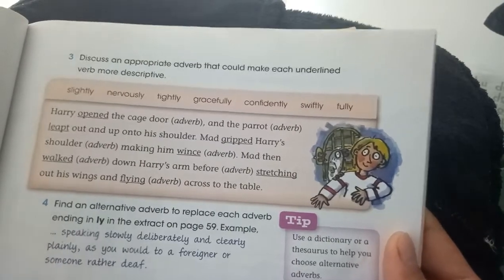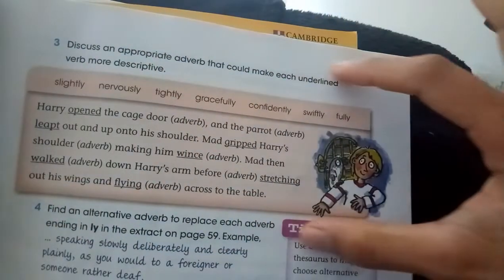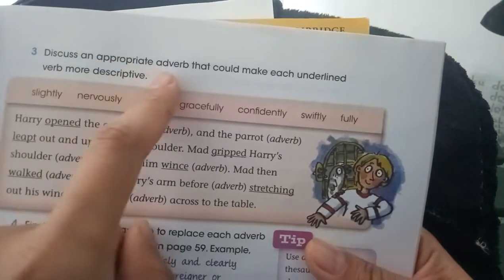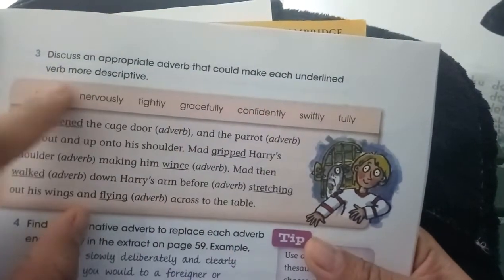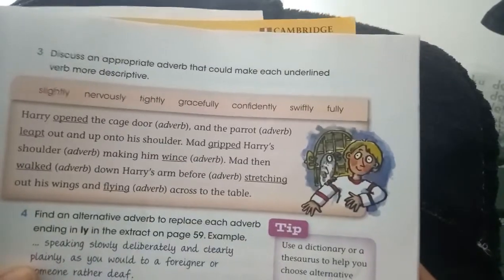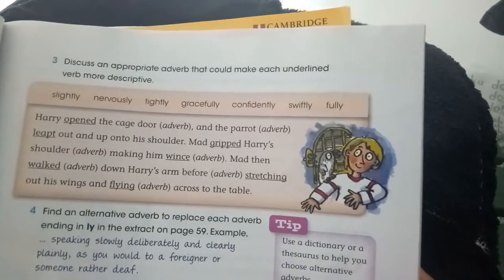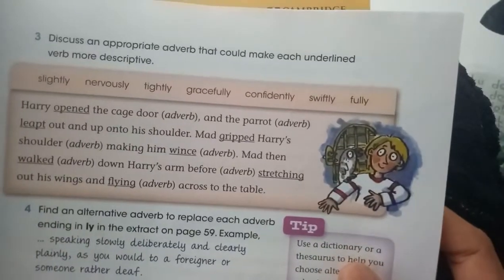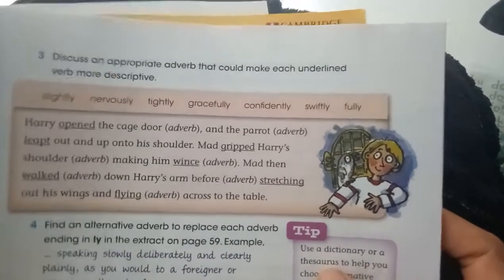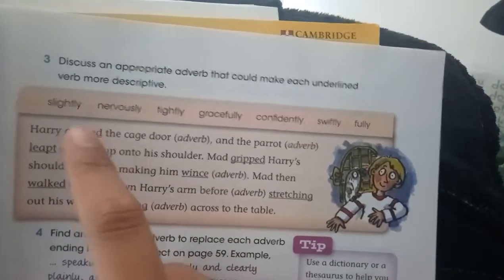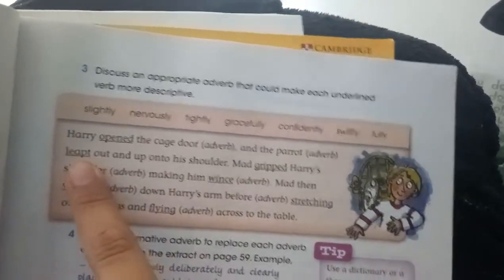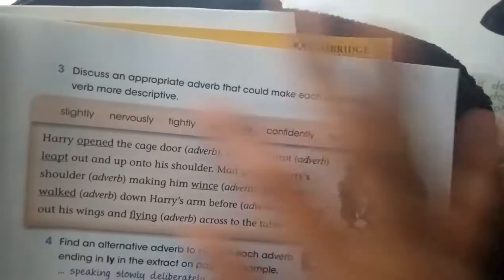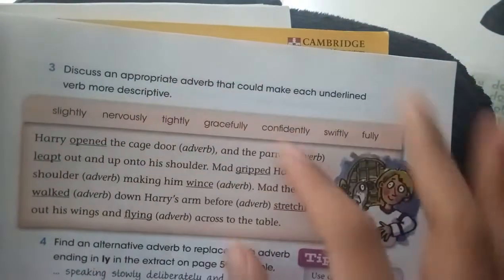So for our first activity, we will be doing this, the one on top, the three. For the instruction, it says discuss an appropriate adverb that could make each underlined verb more descriptive. As we know, an adverb describes a verb, an adjective, and another adverb. In this activity, the adverb will be describing the verb. And the verbs are the ones underlined, like opened, leaped, gripped, wince. So these are the verbs in the text.